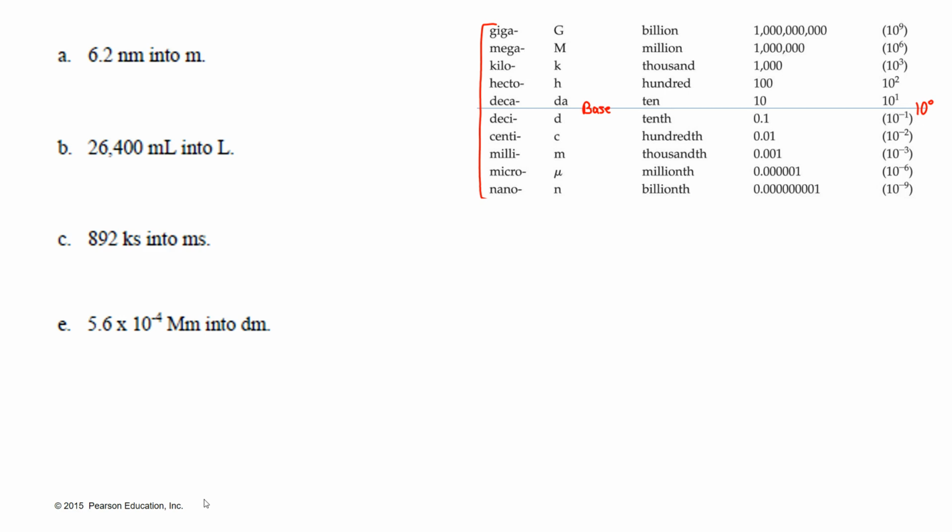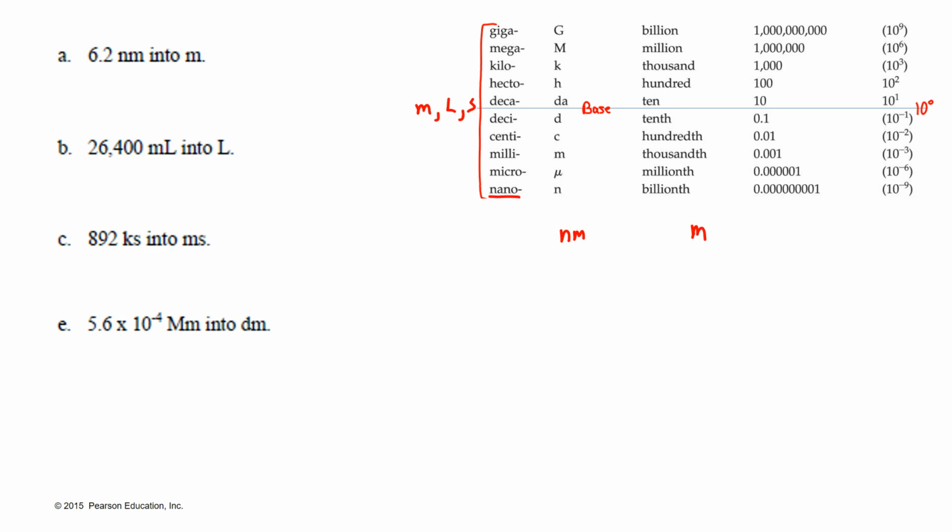So pulling up that scale that we had yesterday, the one for unit conversions between metric prefixes. One of the things I want you to realize is that our base unit can be things like a meter, a liter, a second. In this case, I'm saying I have 6.2 nanometers, and I'm trying to go to just regular meters. So I'm going from here to the base.